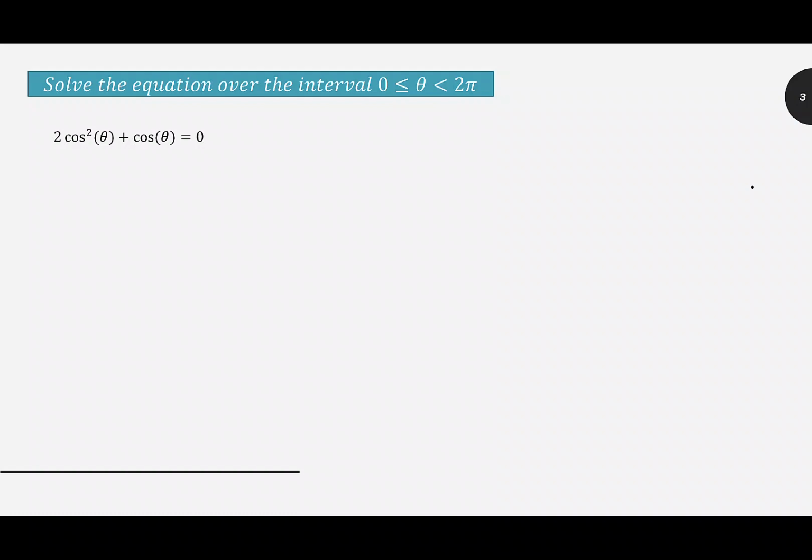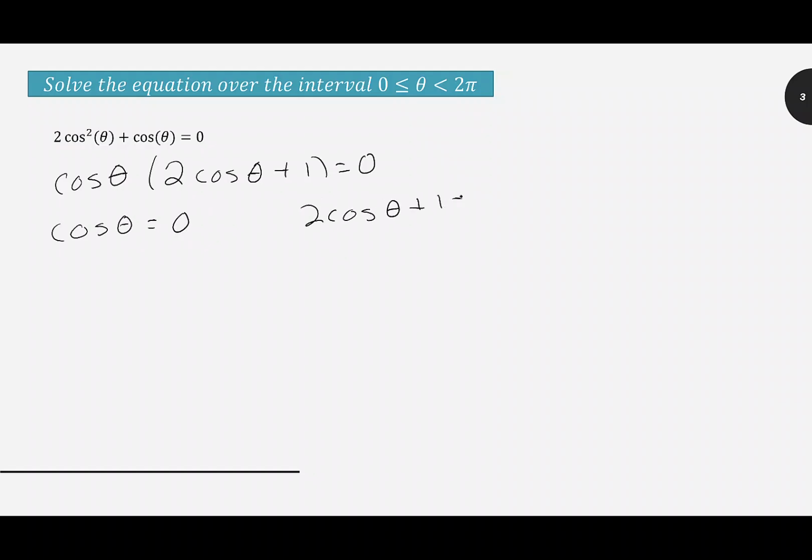Our next problem says solve the equation over the interval 0 to 2 pi, given 2 cosine squared theta plus cosine theta equals 0. When I look at this problem, I notice that everything is a cosine. When I factor out cosine theta, I have cosine theta times 2 cosine theta plus 1 equals 0. We'll set cosine theta equal to 0. I'll set 2 cosine theta plus 1 equals 0. I need to move the 1 to the right, so I have 2 cosine of theta equals negative 1. Dividing by 2, I have cosine of theta equals negative 1/2.